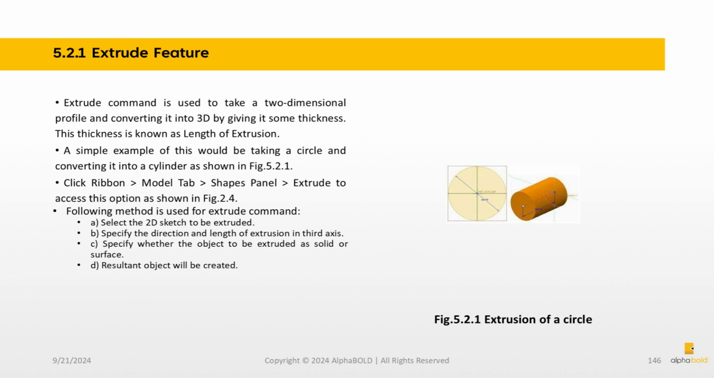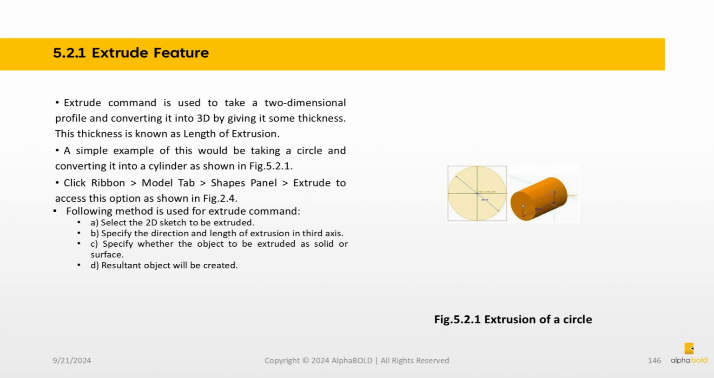Extrude command is used to take a 2-dimensional profile and convert it into 3D by giving it some thickness. This thickness is known as length of extrusion. A simple example of this would be taking a circle and converting it into a cylinder. Click Ribbon Model tab, Shapes panel, Extrude to access this option.